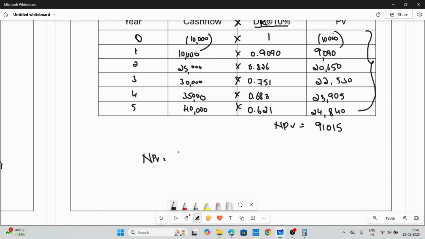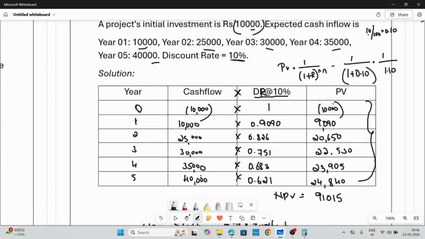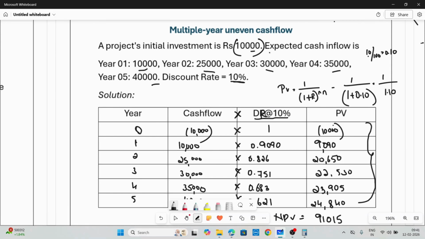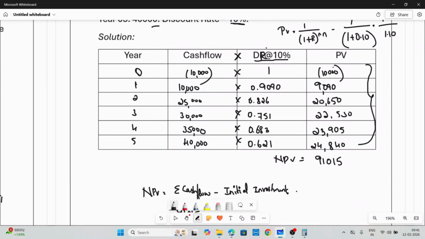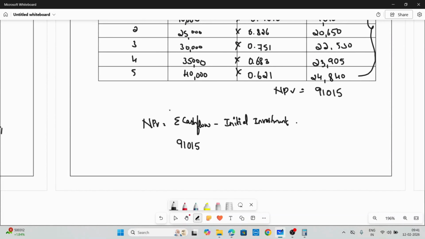NPV is equal to the summation of cash flow minus initial investment, right? So what's the cash flow? It's 91,015. And what's the initial investment of this project? It's 10,000, right? So 91,000 minus 10,000. So what's the answer? 81,105. So this is the NPV.